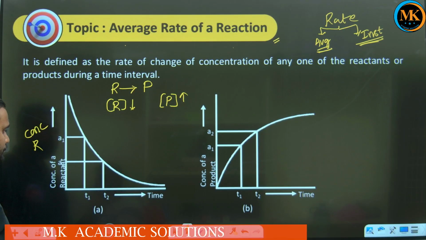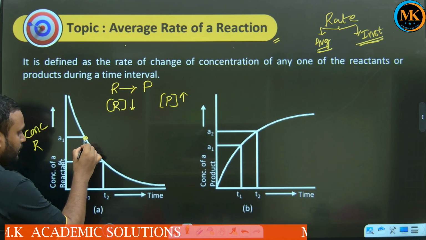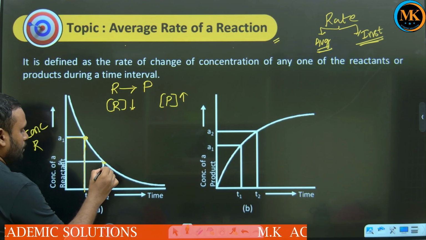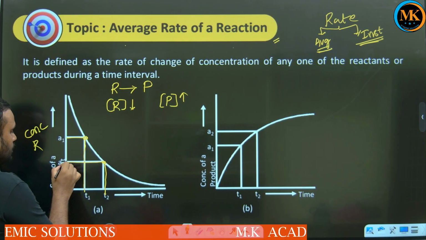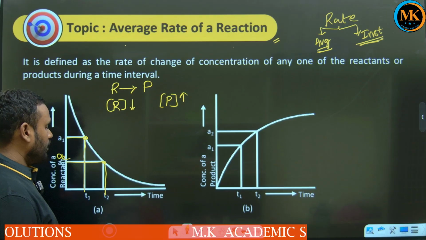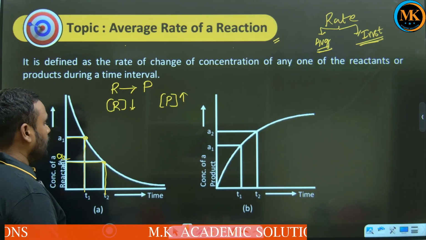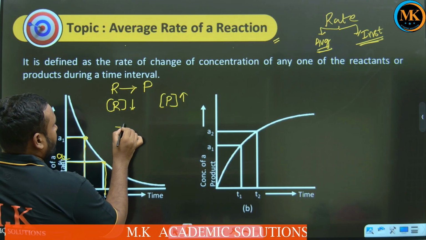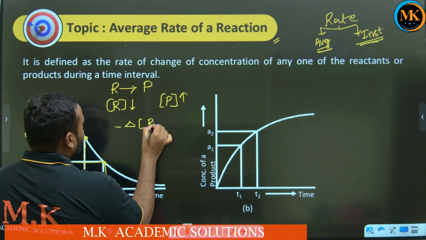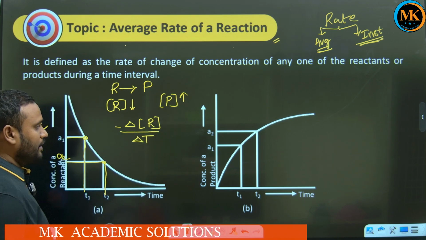And here at a time t1, what is the concentration? That is A1. At a time t2, what is the concentration? That is A2. Okay, so now what is the rate of reaction? The change in concentration, that is minus delta R by delta T.